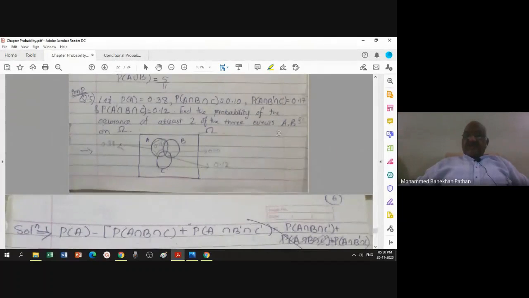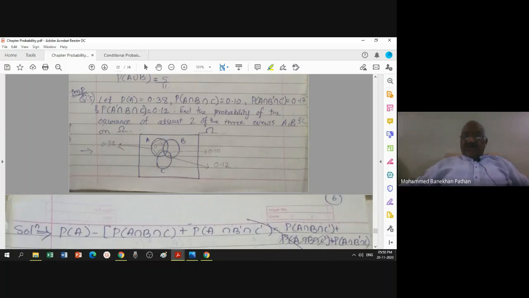That means we want to find the chance of getting a minimum of 2 events out of 3 events. So at least 2 means there are 3 possibilities. You may get A and B, you may get A and C, you may get B and C, and the last possibility is you may get all of them. That means at least. So firstly I will represent this data on a Venn diagram.